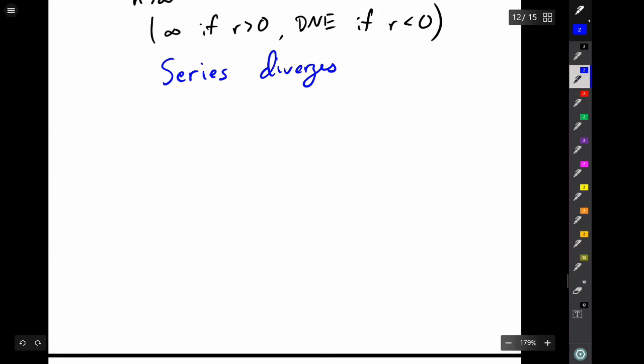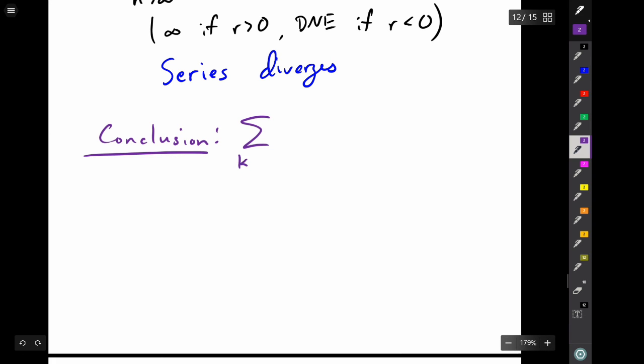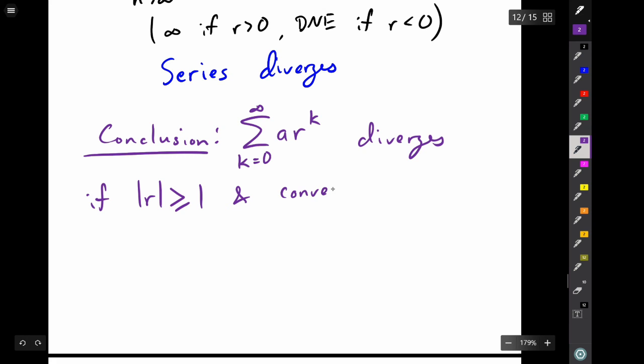right? So the conclusion is that this series, oops, this should be a 0 here. This series diverges if absolute value of r is greater than or equal to 1, and converges if absolute value of r is less than 1. Right?